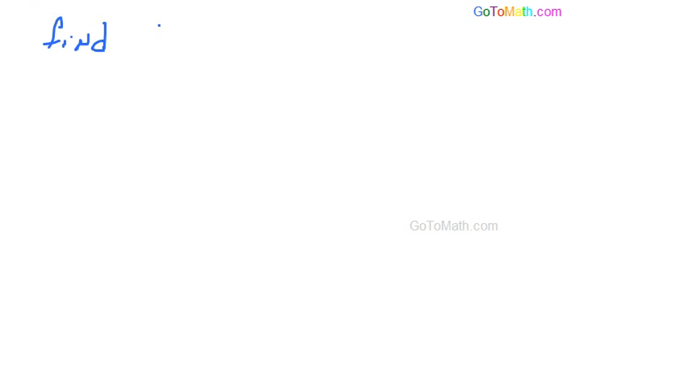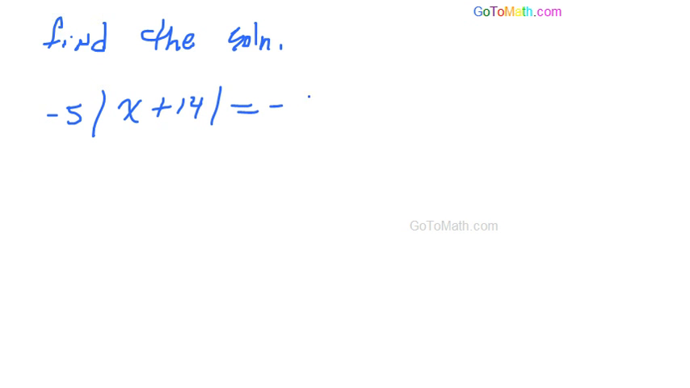So the idea is we want to find the solutions to the equation, and this is the equation. Negative 5 absolute value of x plus 14 is equal to negative 20. Now we want to get this in a more standard form where we have nothing but the absolute value of some function over here on the left hand side. In order to do that, we need to get rid of this negative 5, and we're going to do that by multiplying through by its reciprocal.